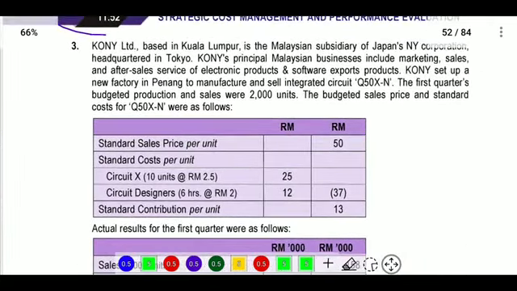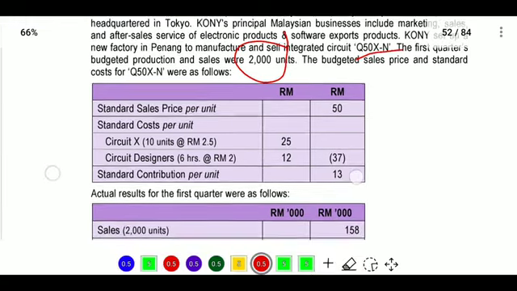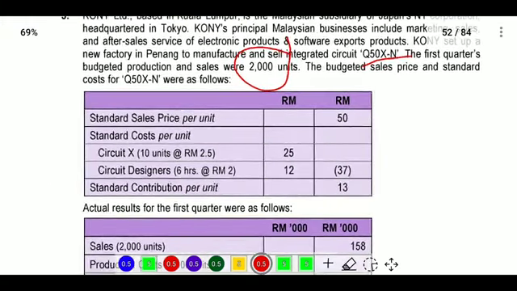Q50XN. The first quarter budgeted production and sales are 2000 units, so it is providing 2000 units. Okay, the budgeted sale price and standard cost they provided. So from this we will get the standard sale price. So the standard sale will be 2000 units, and the standard selling price per unit will be 50 rupees.